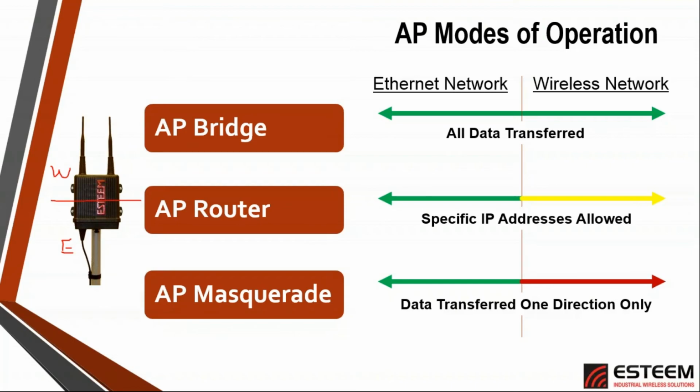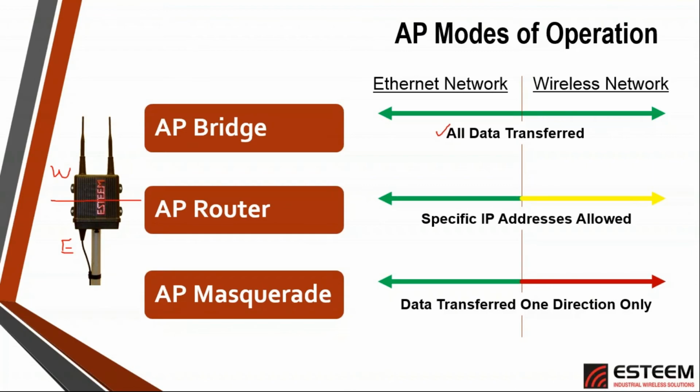So in a bridge mode, we're bridging from the Ethernet to the wireless. In that case, all data is transferred across that link, both directions. There's absolutely no limitation to what kind of traffic. It works. It's a very simple configuration. The only downfall is that if you plug the radio into a very busy corporate network, all that data traffic will now require getting put across that network also. So that may not be the best solution.